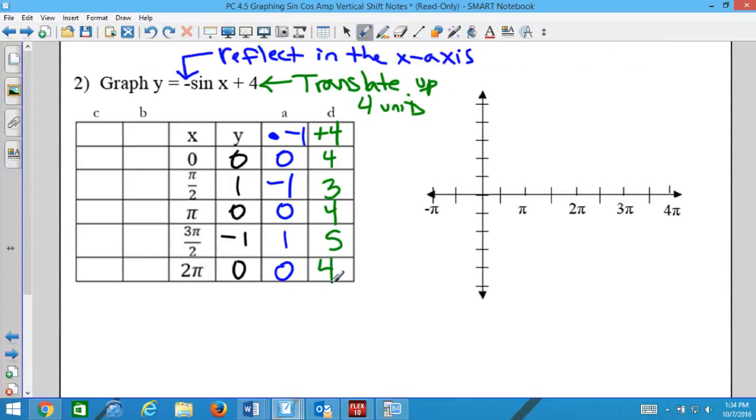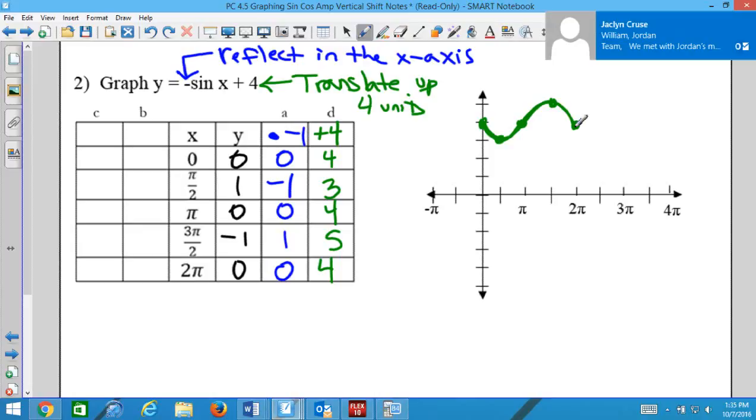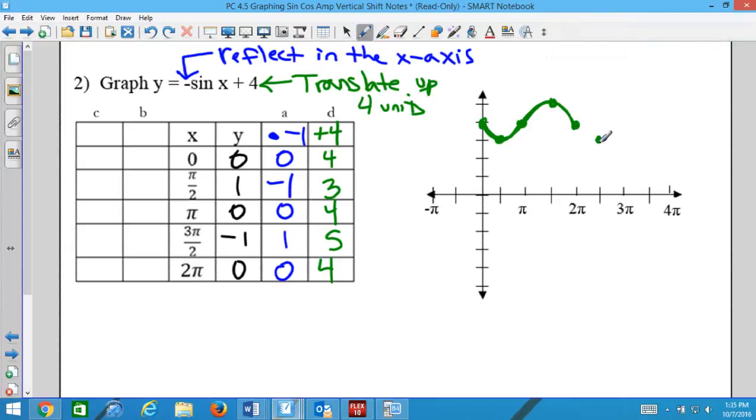Graph them, we start at 0, 4. Then we go to 3, then we go to 4, then we go to 5, then we go to 4. So before I add in more points, I can see that my sine graph is just flipped. It doesn't go up first, it actually goes down first. It's just flipped. And it's also moved up 4. Then I will fill the rest of the pattern points.